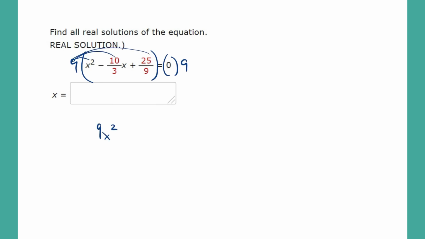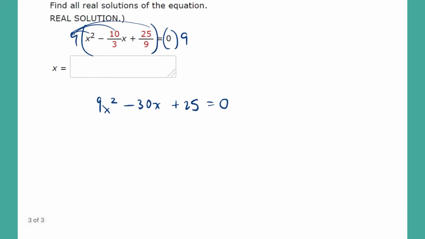9x squared. When you distribute here, the 3 goes into the 9 3 times, so you get 30x, minus 30x. And here, the 9's cancel out completely. You're just left with 25 equals 0. At this point, we can either do the quadratic formula or you can try to factor. Notice that this is a perfect square and this is a perfect square. Usually when you have two perfect squares, you could factor this most likely.